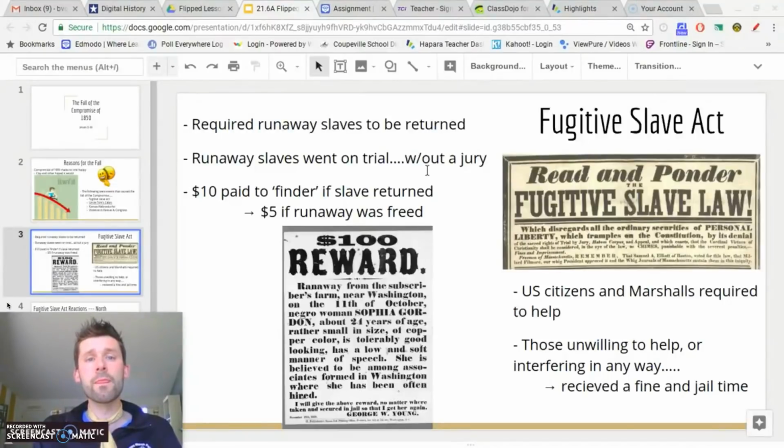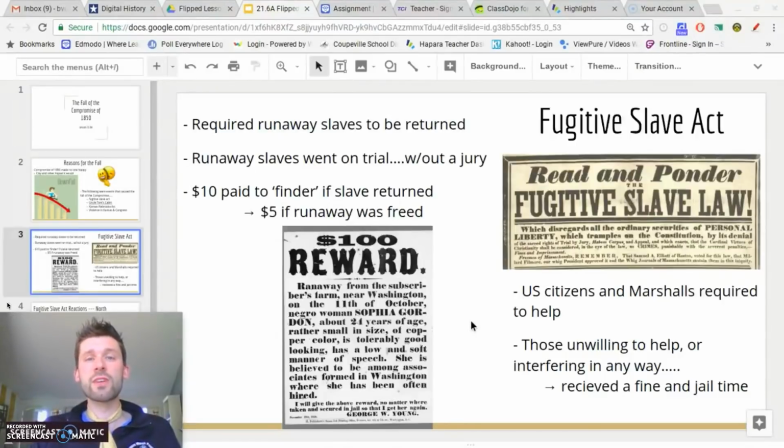Furthermore, if a fugitive slave was returned to slavery, the person or persons who caught them would get paid, whether it was $10 or it could be more. Now, if that fugitive went free after they were caught, the person who originally caught them would be paid $5. Now, Northerners saw this provision as a full-on bribe, to bribe people to catch these human beings who had run away from slavery and then had somehow gotten caught again.